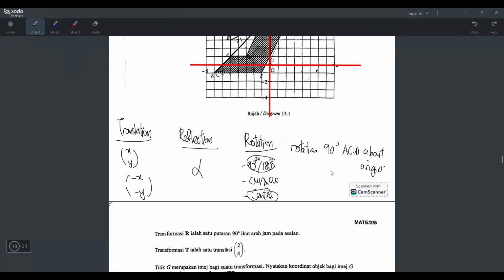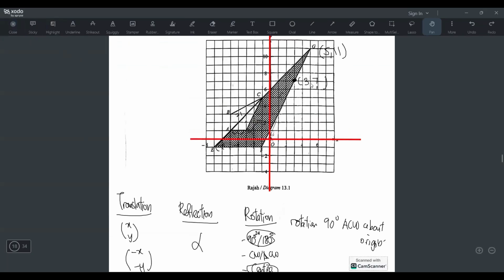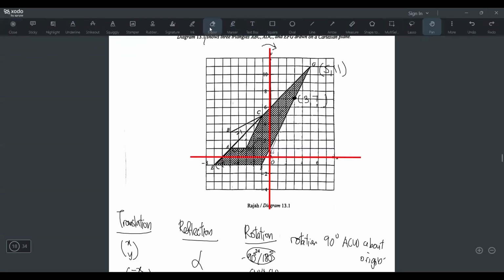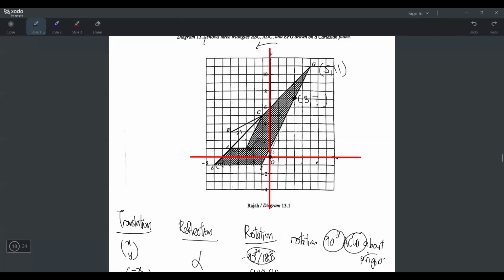So now I have to perform this, but from (3, 7). My arrow has to change already. It's no longer clockwise, it's anti-clockwise, so I have to erase this. This is the correct one. Anti-clockwise, lawan arah jam. So now I will count from the center to (3, 7), because this is the point I'm trying to rotate now. (3, 7) is the one I'm rotating, not the point G. I will rotate (3, 7) 90 degree anti-clockwise about the origin.